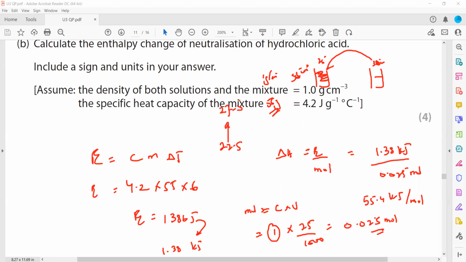But as you can see in the beginning, the temperature was 22.5 and then the temperature rises to 27.5. So if the temperature of a mixture rises, it means the reaction is exothermic. So we have to add a negative sign at the end to show that this reaction is exothermic. If you only write 55.4, then you will lose 1 mark. Out of 4, you will score 3. Is it clear, how we work out the energy change when acid is mixed with an alkali?